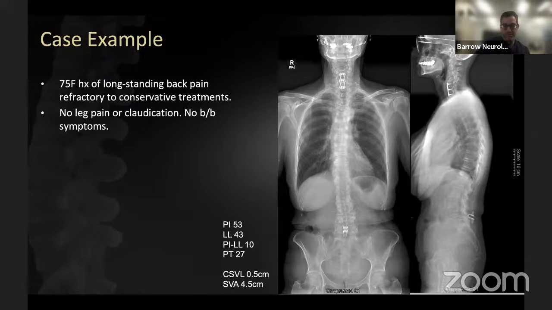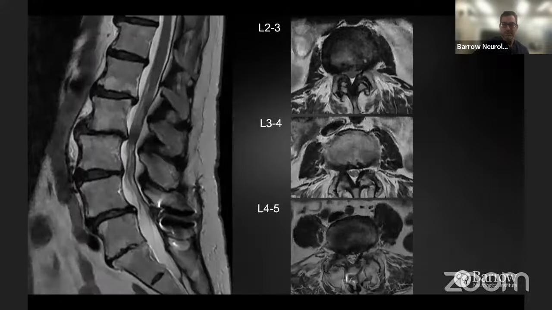So the patient was 75. She had long-standing back pain. She had undergone many conservative treatments. You see she had an interspinous spacer placed previously. She had no leg pain or claudication, no bowel or bladder symptoms. Her MRI scan showed multi-level degeneration, multi-level stenosis, L4-5 spondylolisthesis.